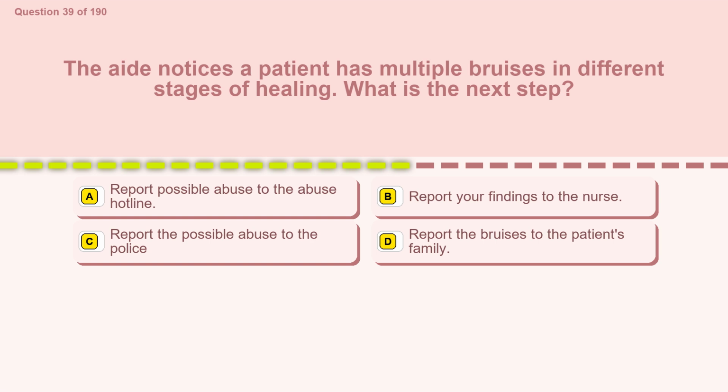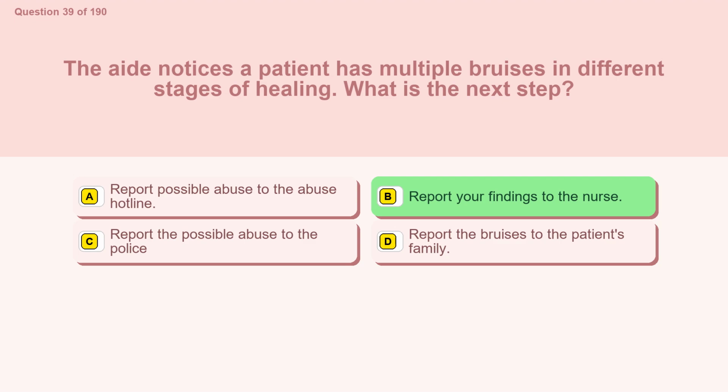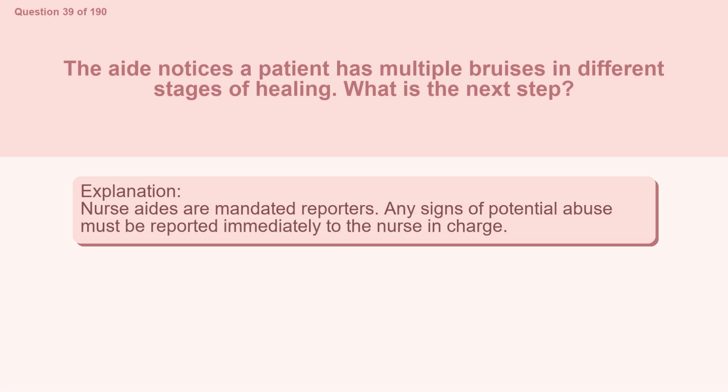Option B, report your findings to the nurse. Option C, report the possible abuse to the police. Option D, report the bruises to the patient's family. The correct answer is option B, report your findings to the nurse. Nurse aides are mandated reporters. Any signs of potential abuse must be reported immediately to the nurse in charge.